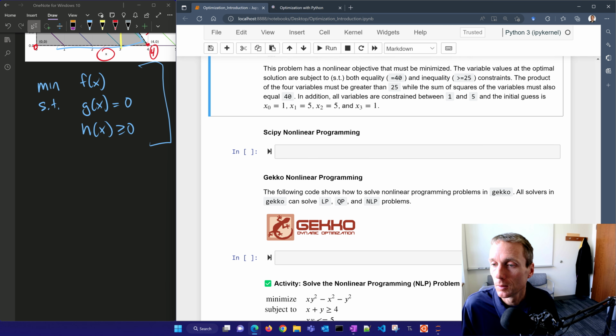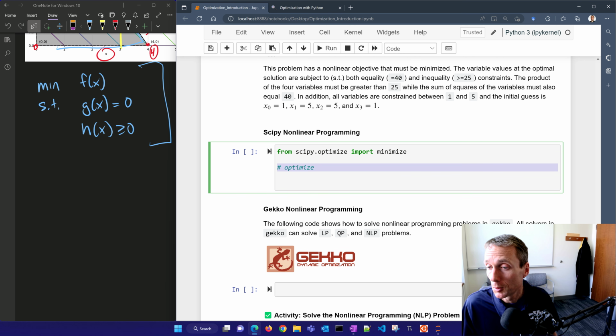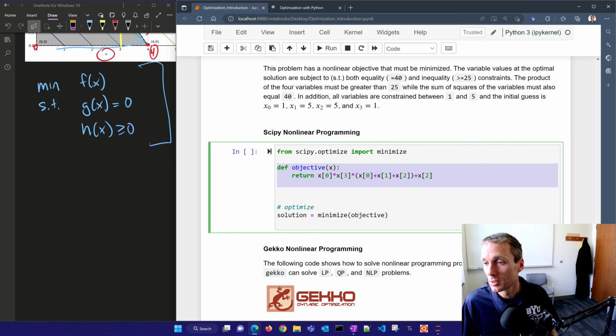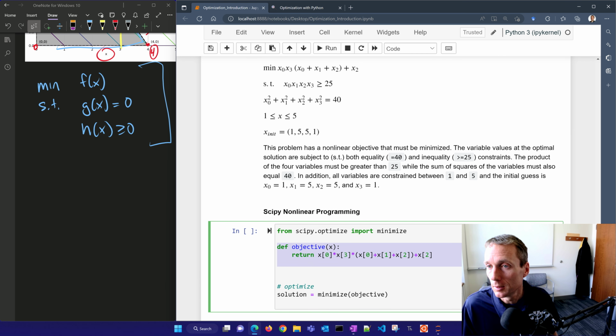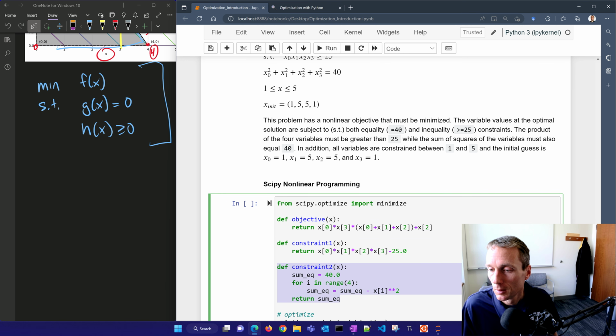All right, so let's go ahead and just solve this with SciPy, first of all. We did that with the quadratic programming problem already. We'll get a solution; we're going to minimize with an objective. So let's define our objective function first. There's our objective, which you can see right there at the top. And we'll have a constraint. We have to put everything onto one side of the equation. So the product minus 25 is greater than or equal to 0. And let's do our second one. There's the sum of the squares. I just did that in a loop.